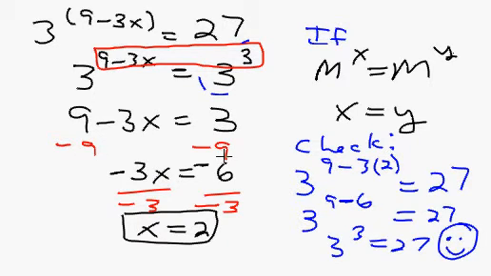So I'm going to subtract 9 from both sides and get -6, divide both sides by -3, and get x equals 2. You can check your answer by plugging it back in for x, which I did here in blue. So 3 to the 9 minus 3 times 2 would be 3 to the 9 minus 6, which is 3 to the third, which is 27, which is correct. So we have the right answer. Go ahead and pause this if you need to look at it and write it down. And the next one I need to write down.